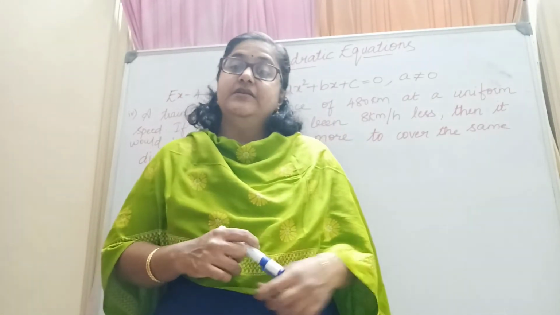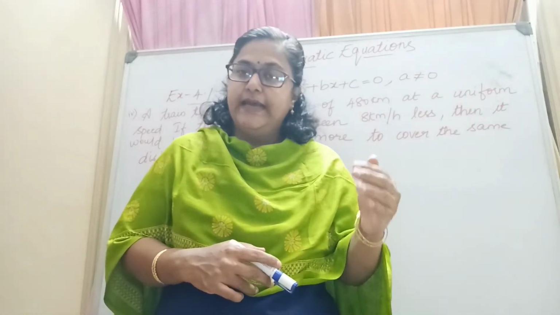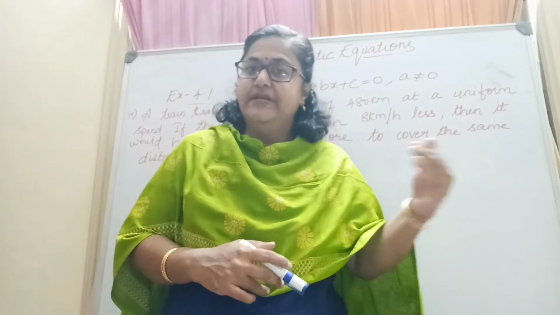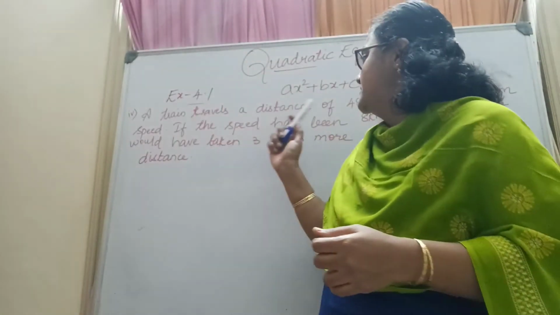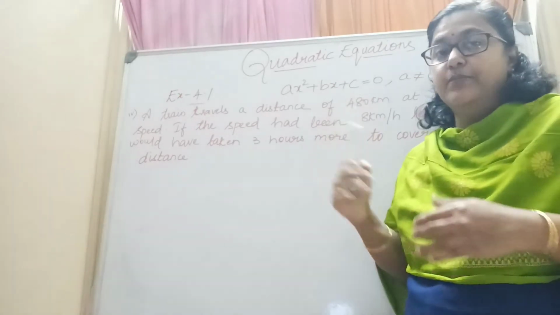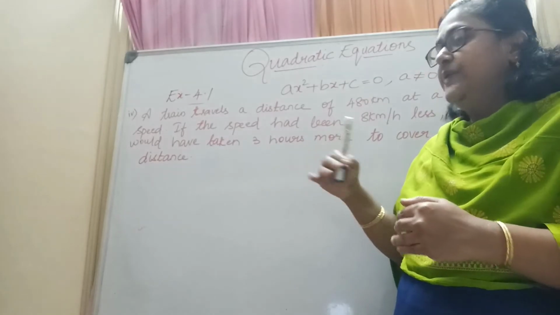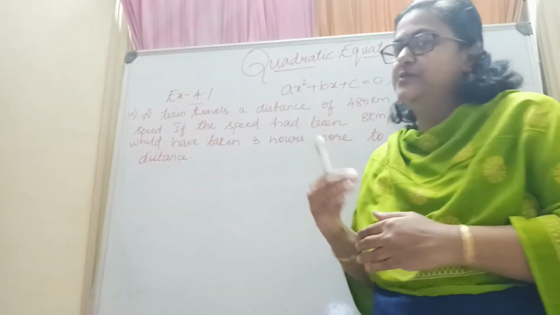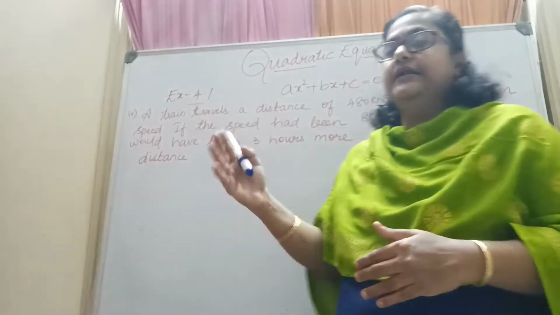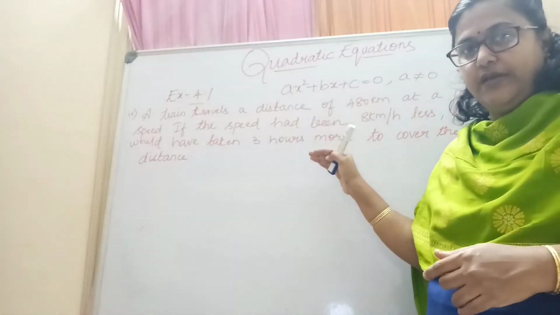When the speed of the train becomes less, the time taken to cover the same distance, that is here the distance is 480 km, will be more, right? Because the speed is less, it will take more time. If the speed is more, it will take less time. If the speed is less, then it will take more time to cover the same distance. That is what they have told here.